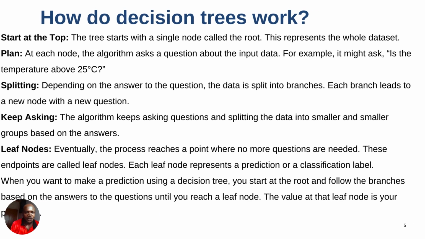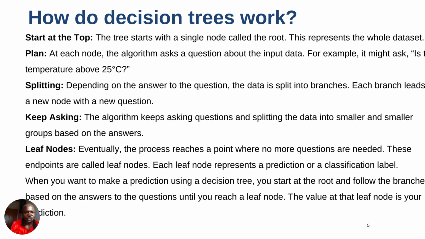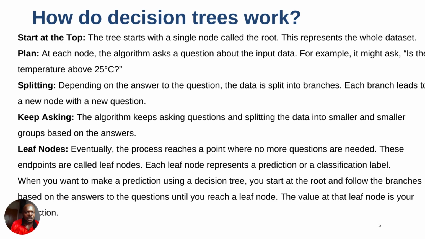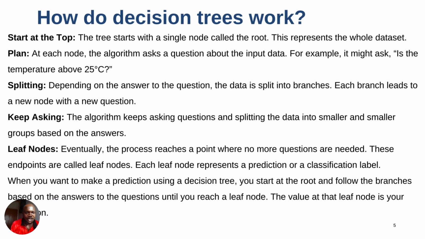On the next slide here, we are going to talk about how decision trees work. Here we start at the top. The decision tree starts with a single node called the root. This represents the whole dataset. And the second one here is the plan. At each node, the algorithm asks a question about the input data. For example, it might ask, is the temperature above 25 degrees centigrade?